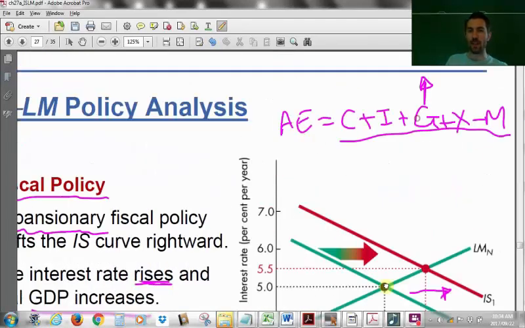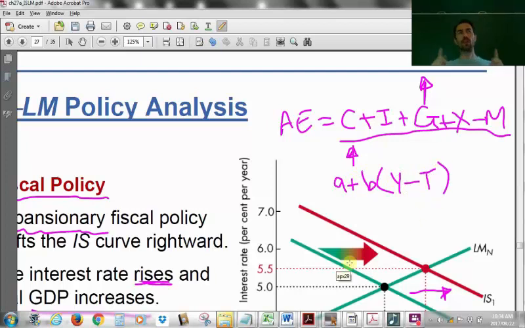Remember, where do taxes come into this story? Taxes come in through consumption: A plus B times Y minus T. So an increase in taxes. What's going to happen in my ISLM diagram with an increase in taxes? So you guys can discuss that and quickly draw that.